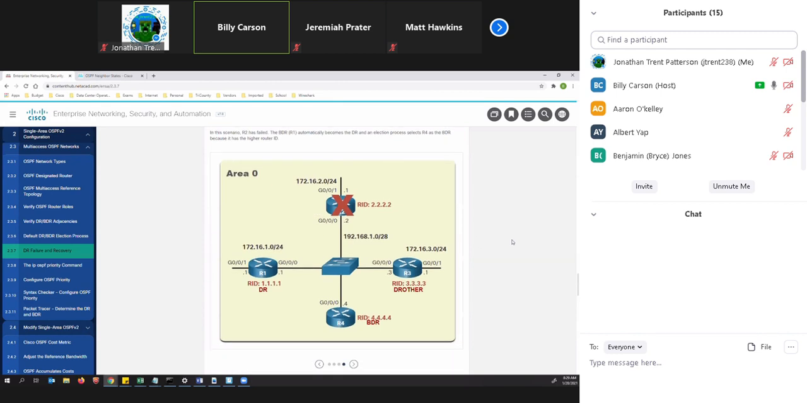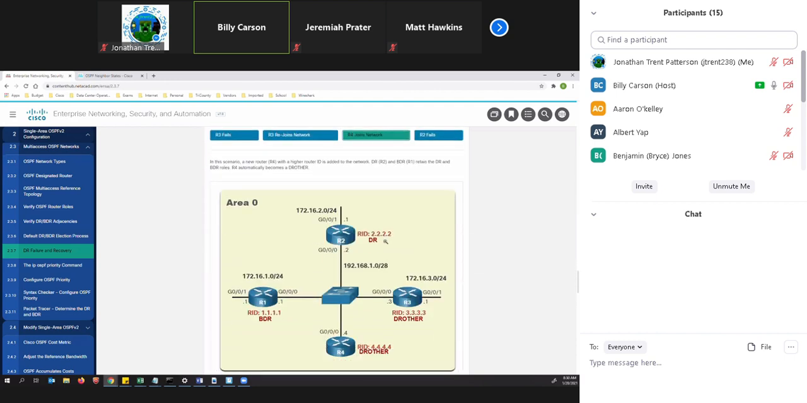Now look at this. Now router 2 fails. When router 2 fails, who was the BDR over here? So see, router 2 is a DR. Router 1 is the BDR. So if router 2 fails, who's now going to become the DR? Router 1. Why? Because he's the BDR.